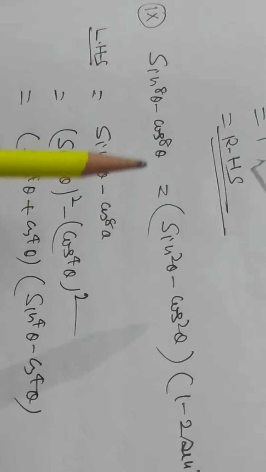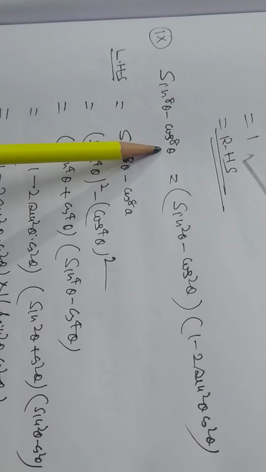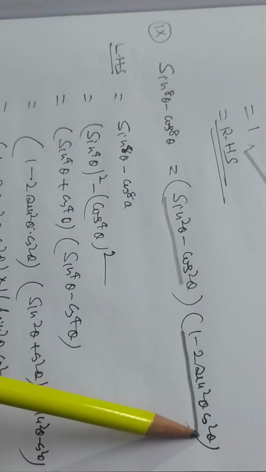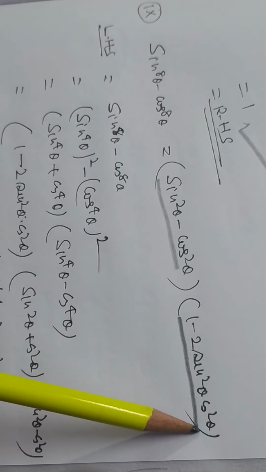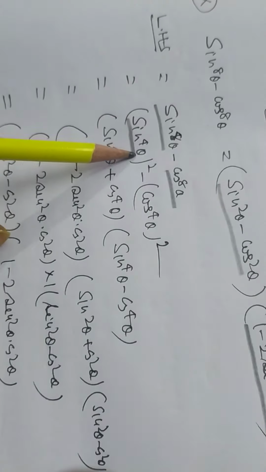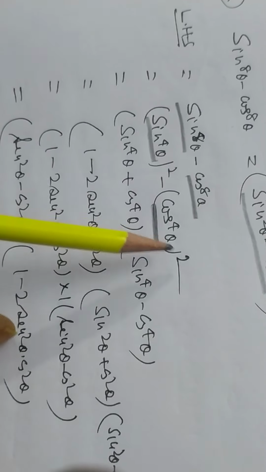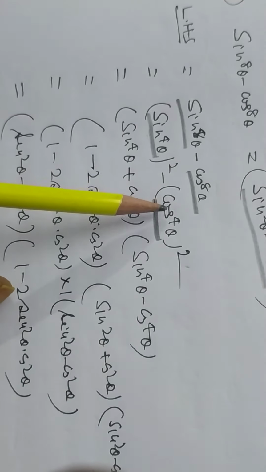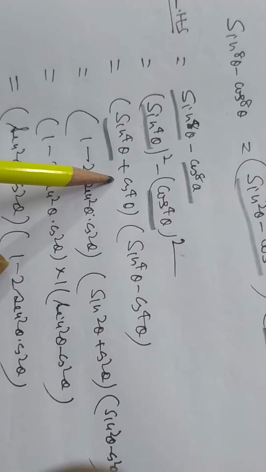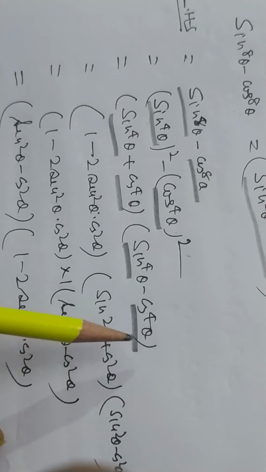Now my dear student, sine to the power 8 theta minus cos to the power 8 theta is equal to sine square theta minus cos square theta, into 1 minus 2 sine square theta into cos square theta. Sine to the power 8 theta minus cos to the power 8 theta can be written as sine to the power 4 theta whole square minus cos to the power 4 theta whole square. It is on the formula of x square minus y square. So it will be sine to the power 4 theta plus cos to the power 4 theta, into sine to the power 4 theta minus cos to the power 4 theta.